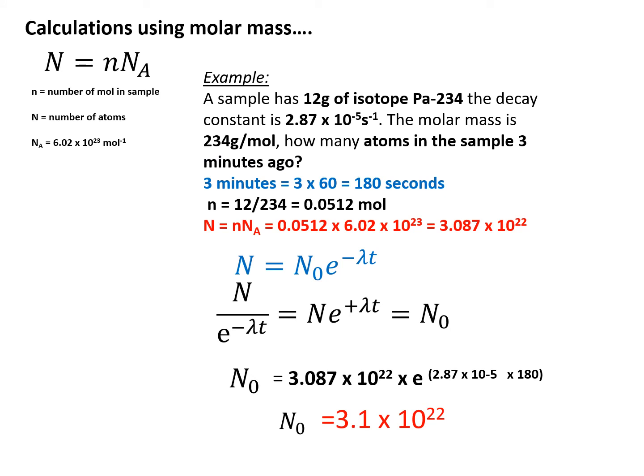Now we can plug that into our decay equation. So now that we know n, we can work out n0. We need to divide by exponential minus lambda t, which is the same as timesing by exponential plus lambda t. So n0 is going to be 3.087 times 10 to the 22 times the exponential of 2.87 times 10 to the minus 5 times 180. So n0 is 3.1 times 10 to the 22.